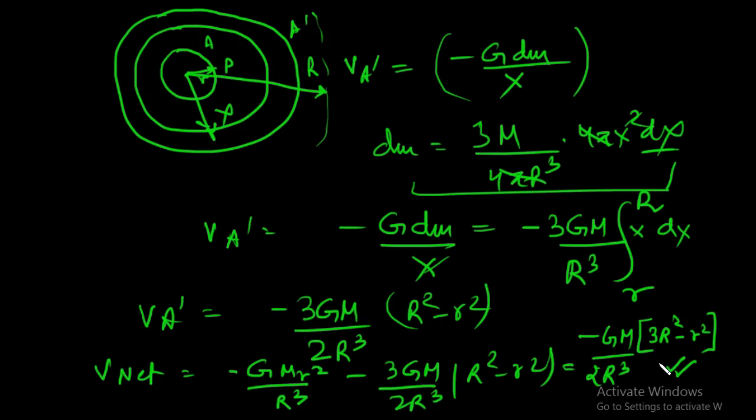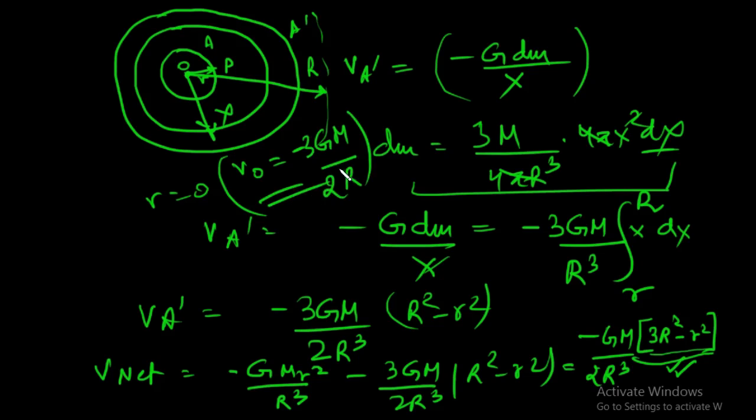Now what would be the potential at the center point of the sphere? You see, this potential is not constant. This is differing from the spherical shell where the potential was constant. Here the potential is not constant as small r is varying. So when small r is 0, V at O would be equal to minus 3 G M by 2 R. This is the answer.